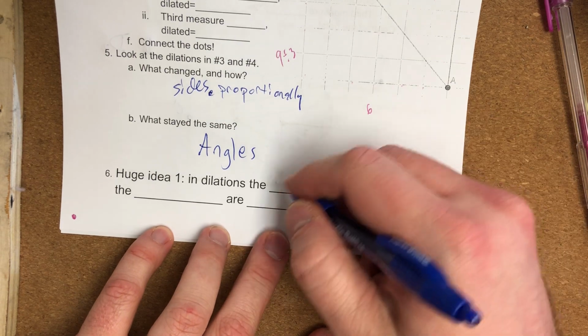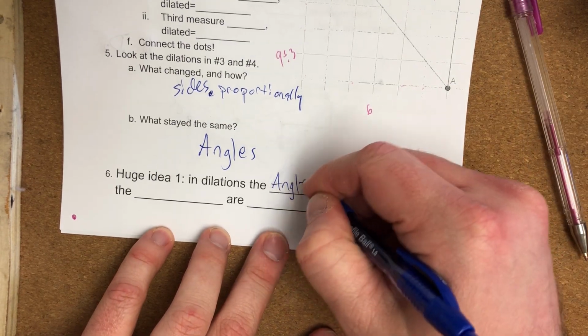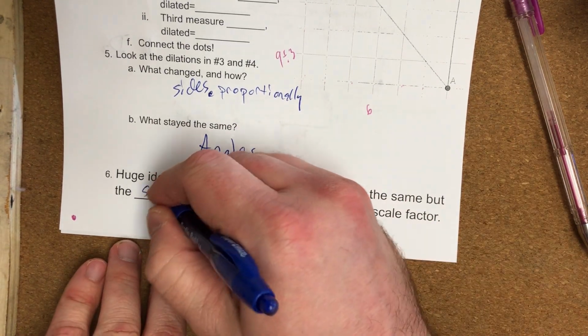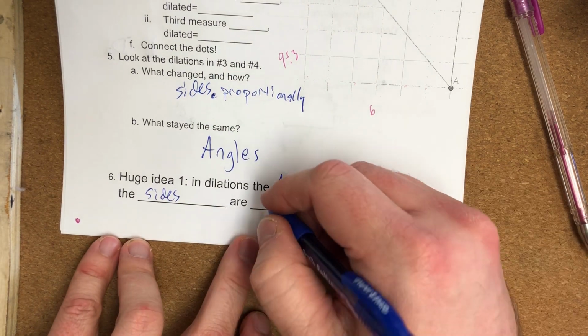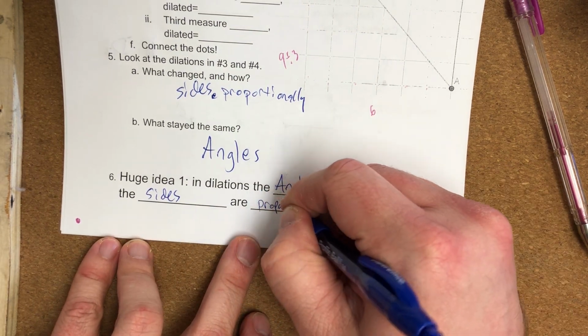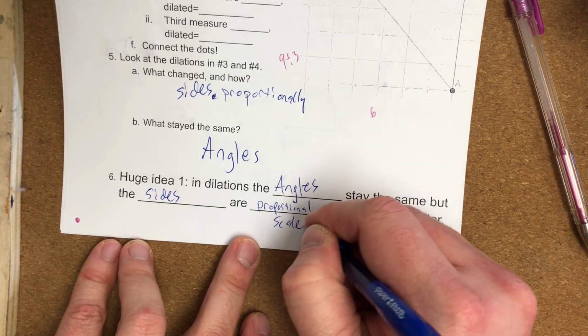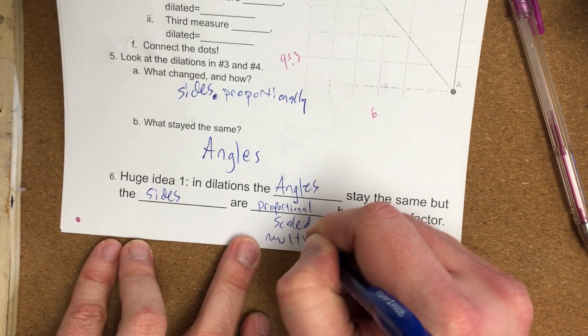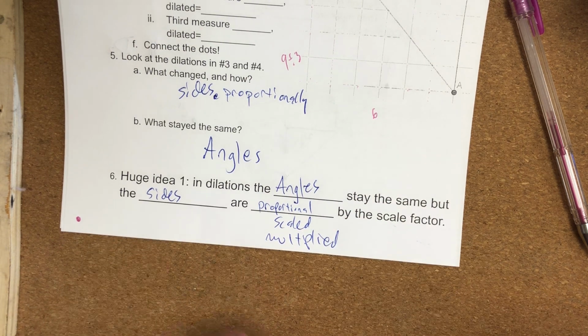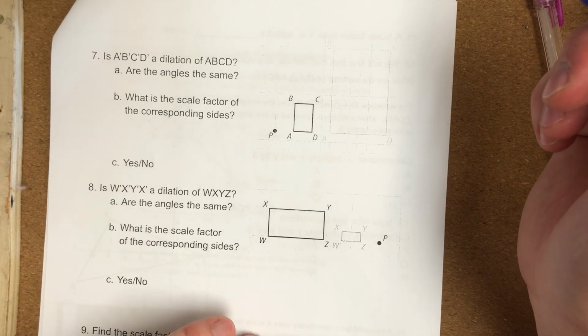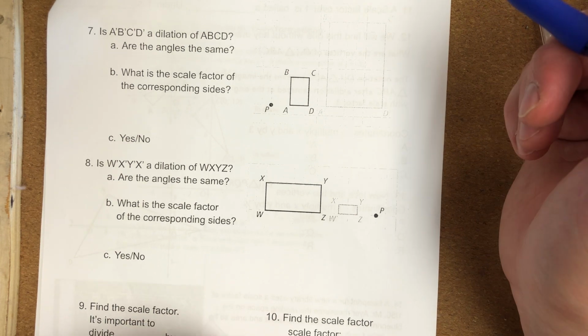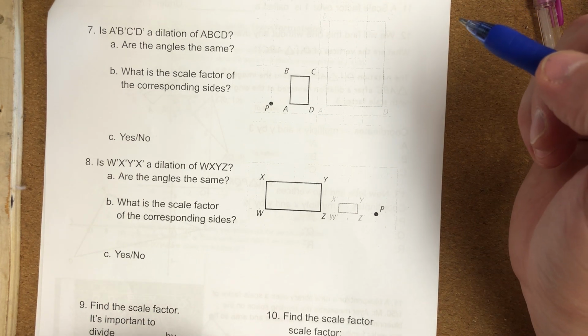In dilations, the angles stay the same, but the sides are proportional by the scale factor, or you could say scaled, multiplied, whatever works for you there, whatever helps you understand. I'm trying to make these quick notes for you, so if you do run into any questions, please let me know, either in the comments or email me.